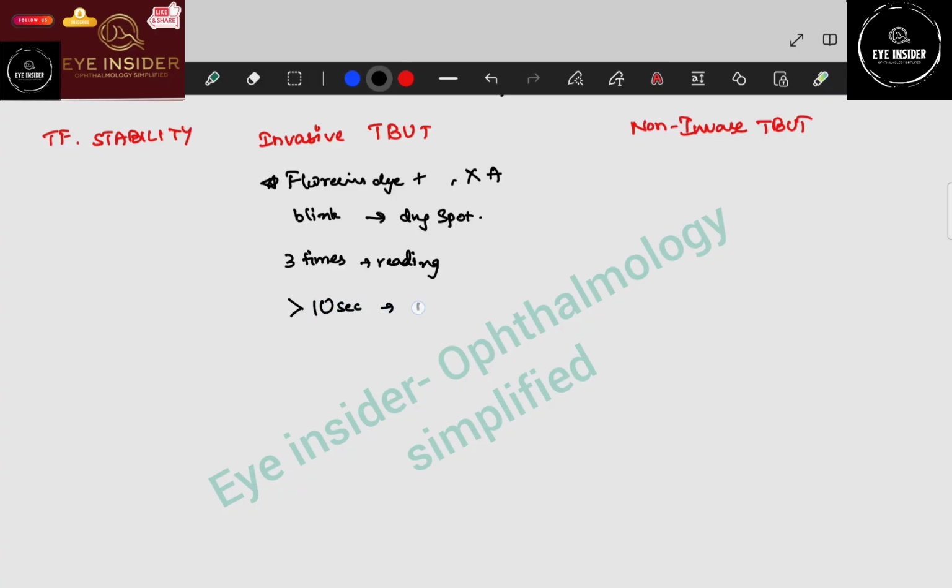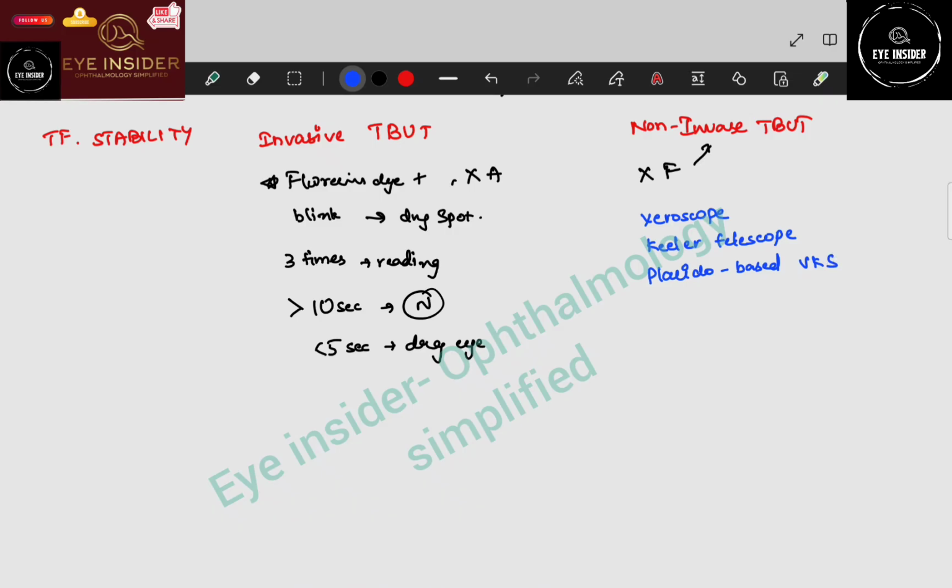More than 10 seconds is normal, and if it is less than 5 seconds, it is diagnostic of dry eye. In non-invasive TBUT, we do not use fluorescein dye. Then how do we measure it? It is with the help of a xeroscope, Keeler tearscope, or Placido based video systems.